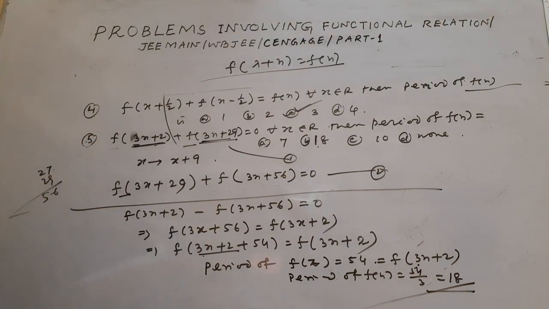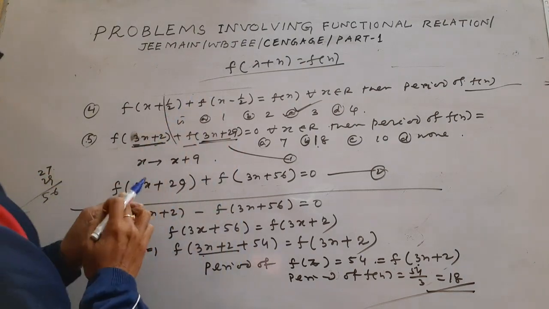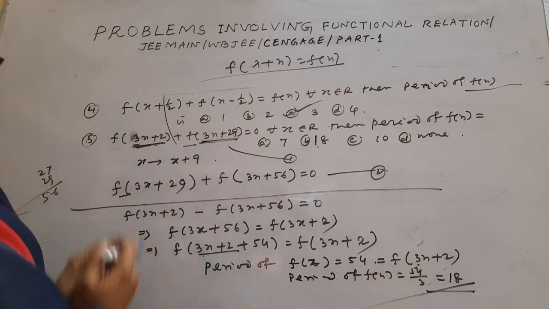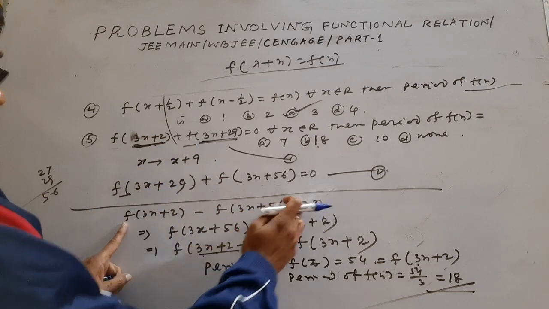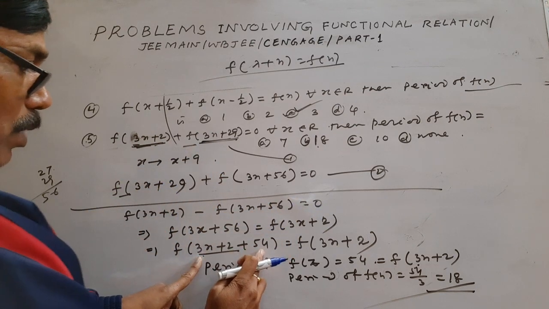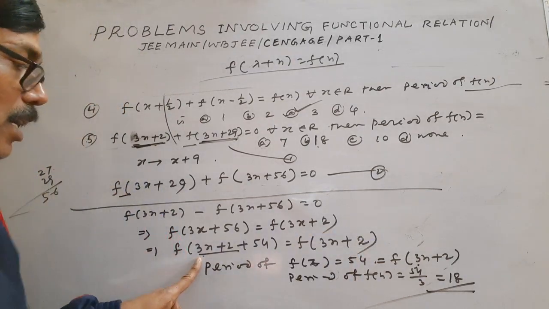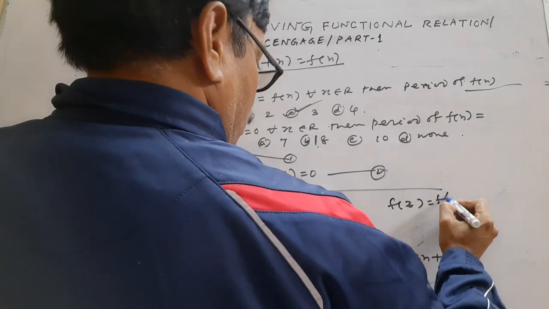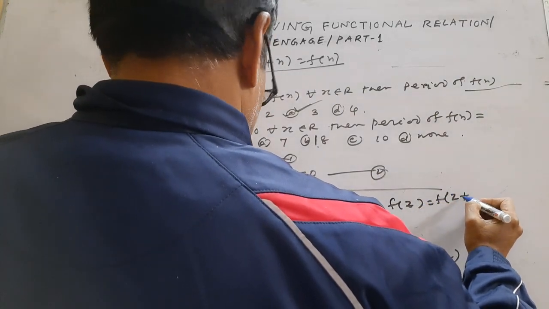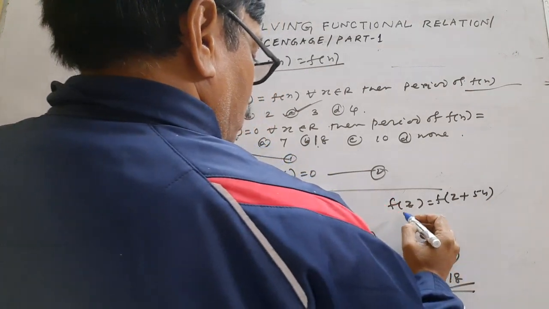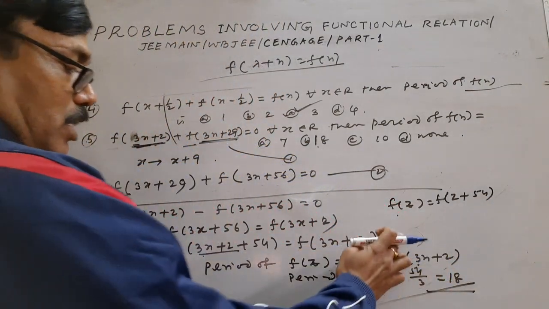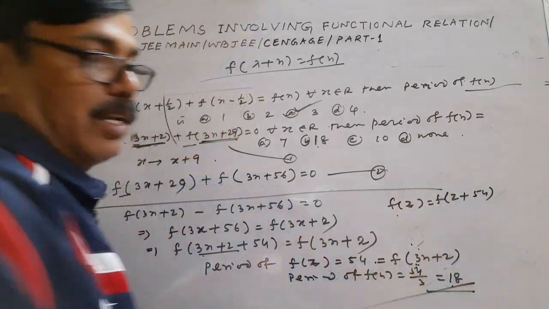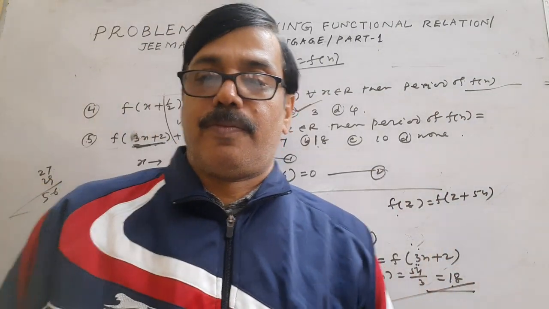So listen again. This one is the given relation. Our main aim is to get this one. So x is replaced by x plus 9, cancelling out, so this is 3x plus 2 plus 54. If we take 3x plus 2 as z, f(z) equals f(z plus 54). So the period of f(3x plus 2) is 54. So what is the period of f(x)? 54 by 3, that is 18.